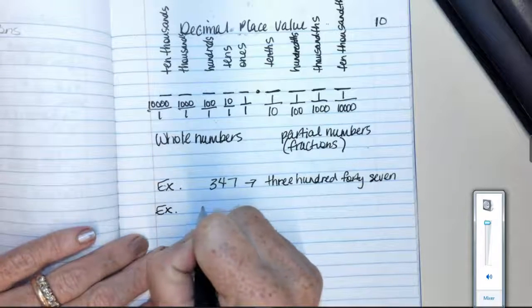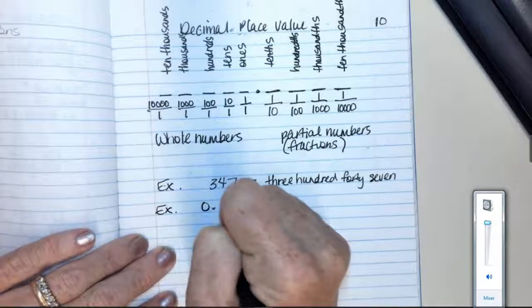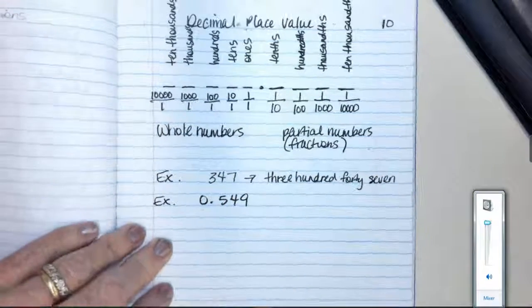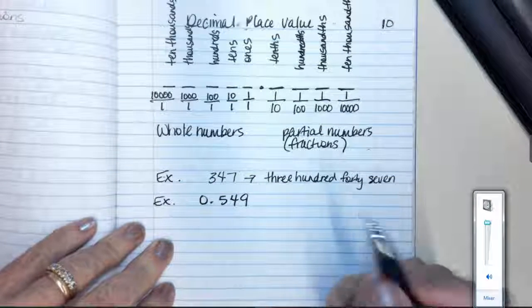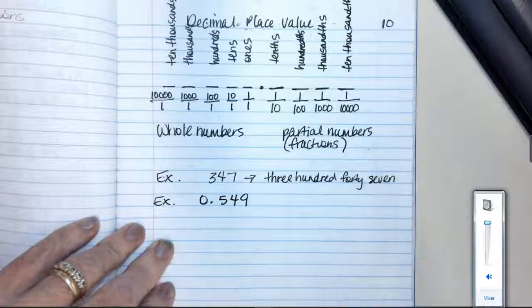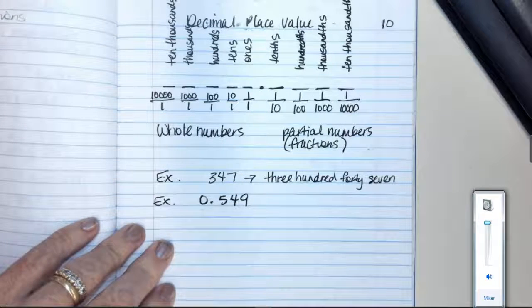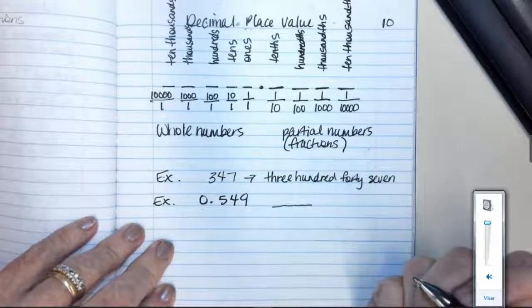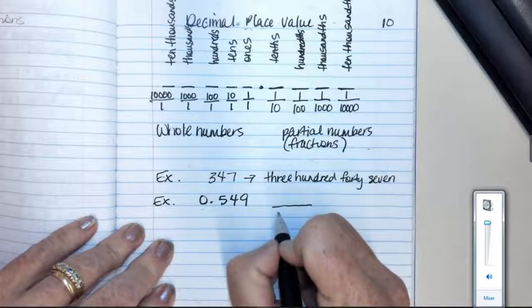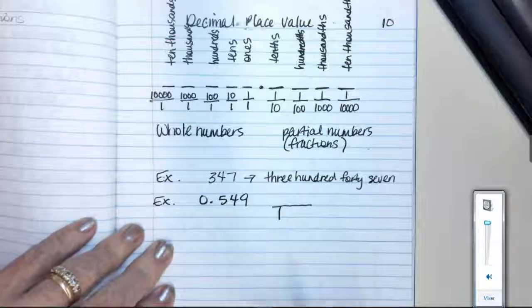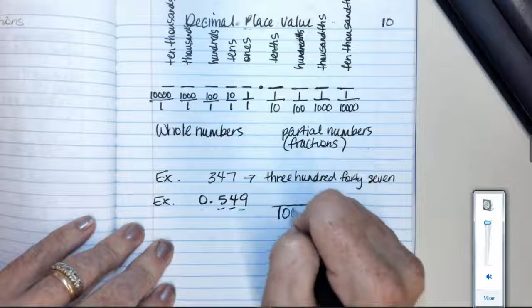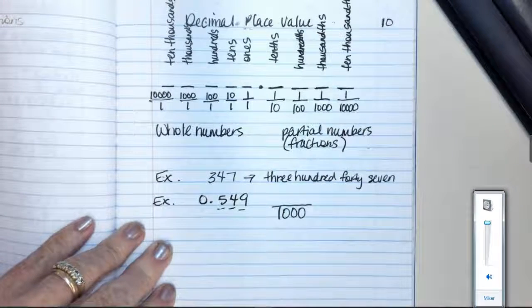So what if I have 0.549? Emily. So, and here's the easiest way. I want you to change that into a fraction first. And here's the easiest way to do the fraction. Okay? You're always going to start the denominator with a 1. And then how many spaces do you have to the right of the decimal? 3. That's how many zeros we're going to add. Easy, right?